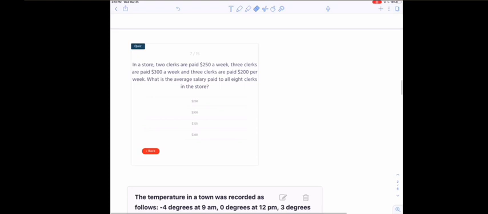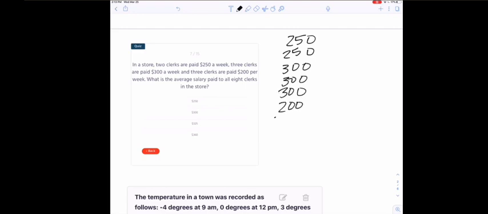Let's go ahead and look at number 7. It says, in a store, 2 clerks are paid $250 a week, 3 clerks are paid $300 a week, and 3 clerks are paid $200 per week. What is the average salary paid to all 8 clerks in the store? So, we have to find the salary of all 8 clerks. 2 of them are $250. 3 of them are $300.